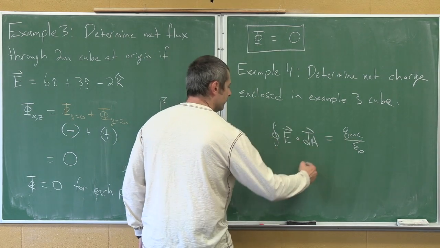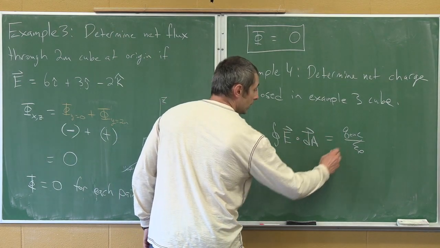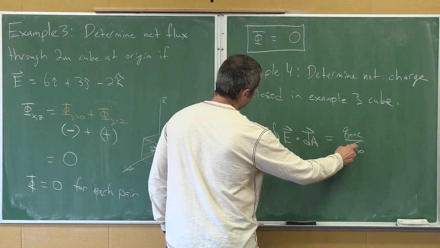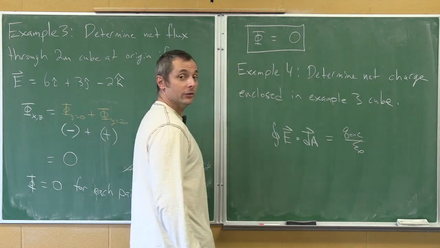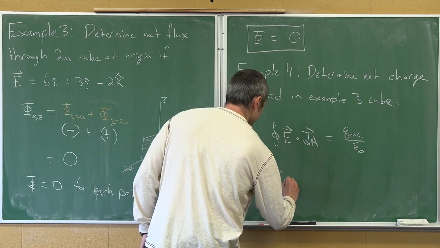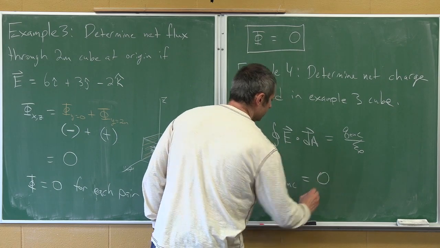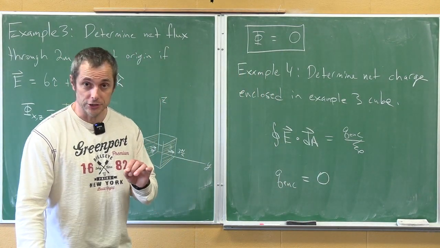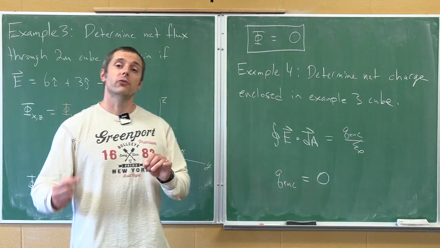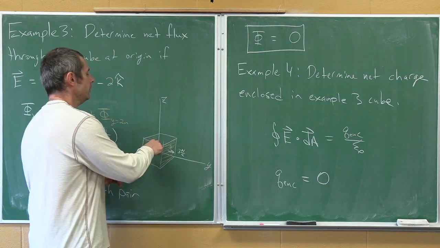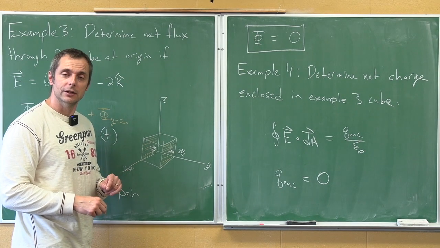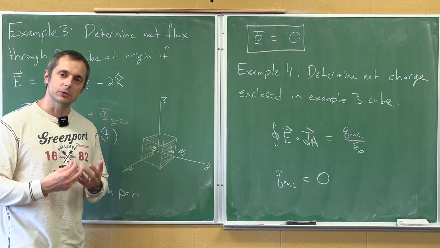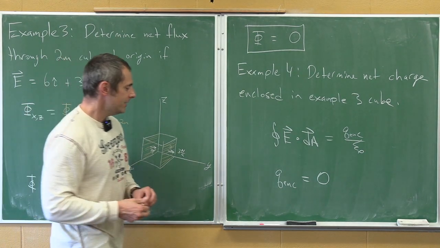We just figured out the flux is 0. And epsilon 0 is not 0, so that means Q enclosed has to be 0. It doesn't mean that there's no charge in there. It just means the net charge inside the cube is 0. For every proton in this box, there's an electron matching it, creating a net Q enclosed of 0.